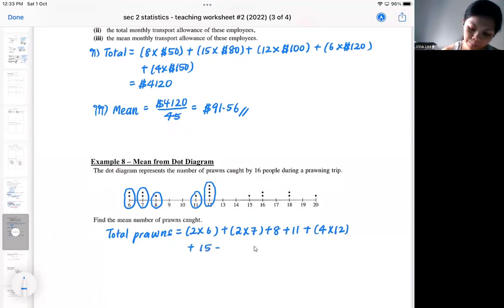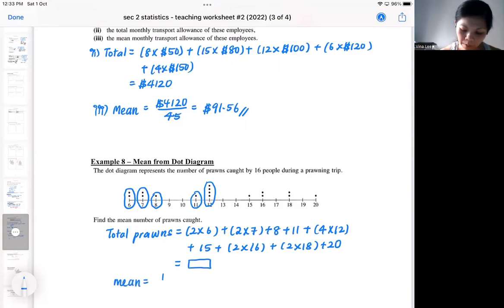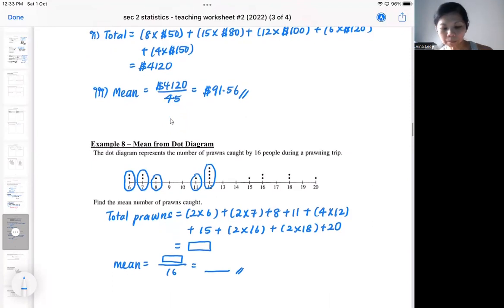So you have some interpretation. You realize that it's actually quite easy. But if you don't bother to read, then of course all the numbers don't make sense to you. So from here, you could find the total number of prawns. You can try to punch a calculator. And then the mean number of prawns will be whatever you have divided by 16 people. So it doesn't change the idea of what average means. It's just that you need to interpret accordingly.